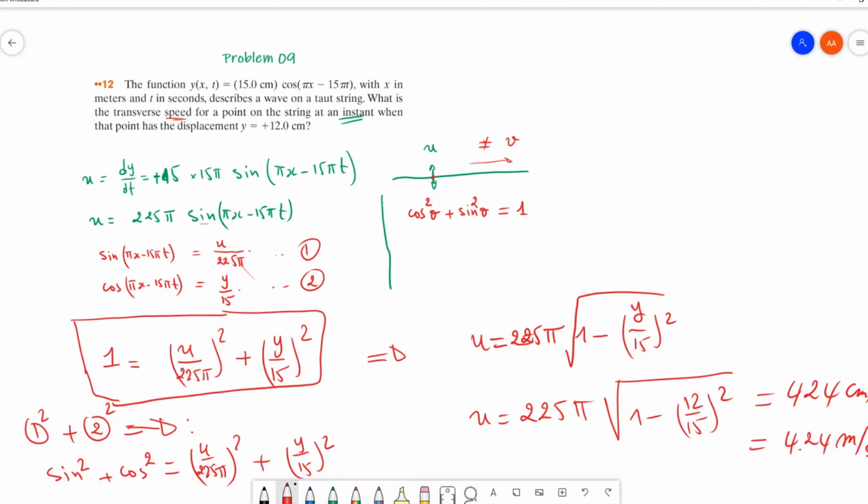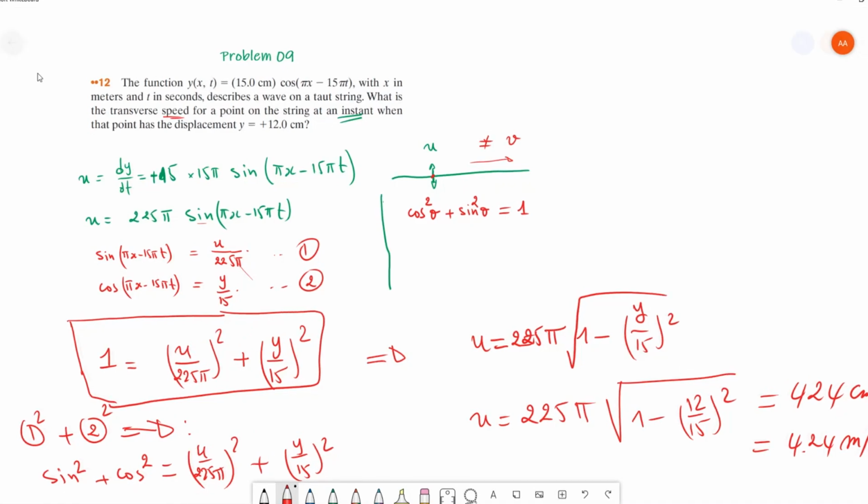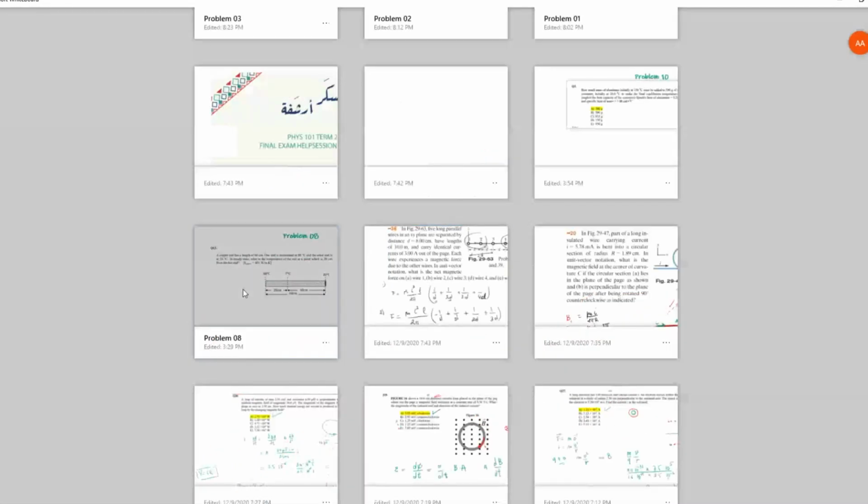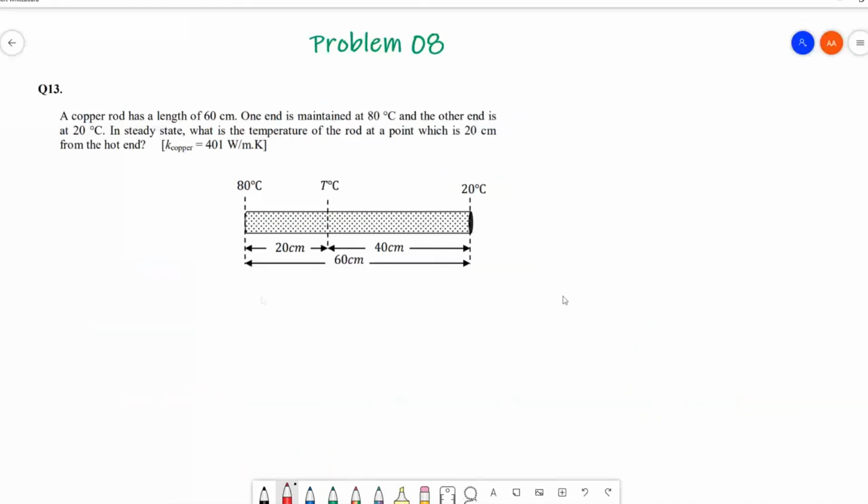Okay, if there is no question on this problem, I can move to the last one probably. Let me see what I can do here. Yes, probably this one. Okay, so this one.